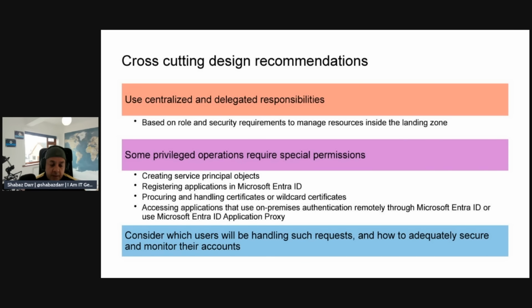So let's talk about cross-cutting design recommendations. We talk about using centralized delegated responsibilities. You base that on role and security requirements to manage resources inside that landing zone. There are some privileged operations though that do require special permissions. So creating service principals, for example, registering applications in Entra ID, procuring enhancement certificates or wildcard certificates, as well as accessing apps that use on-premises authentication remotely using Entra ID or using Entra ID app proxy as well. You should really consider which users will be handling these sort of requests and how to adequately secure and monitor their accounts as well.